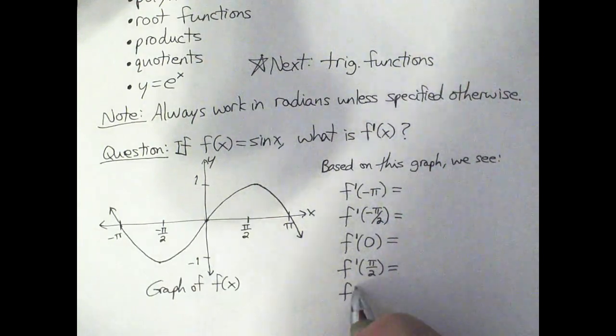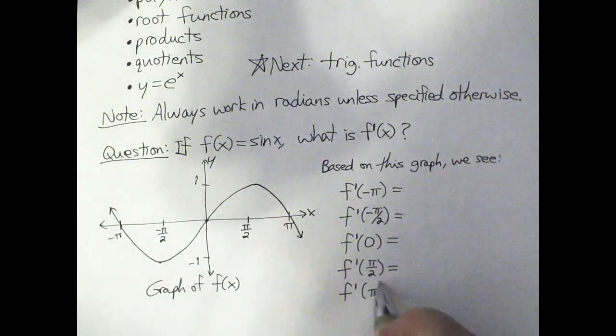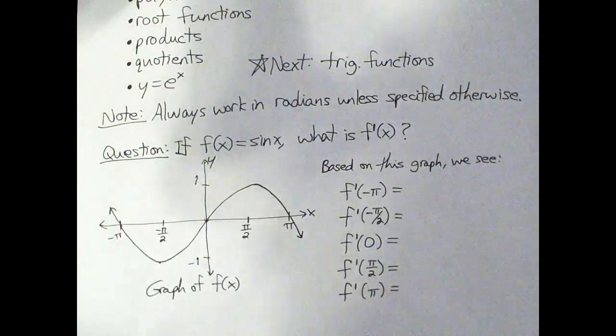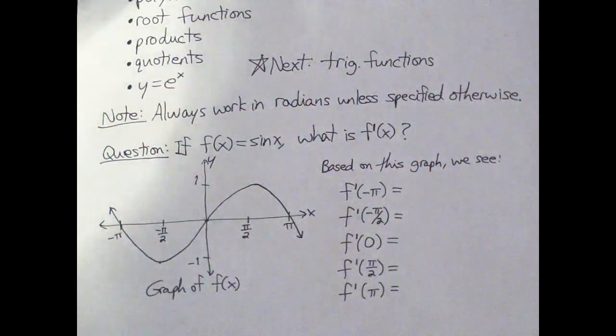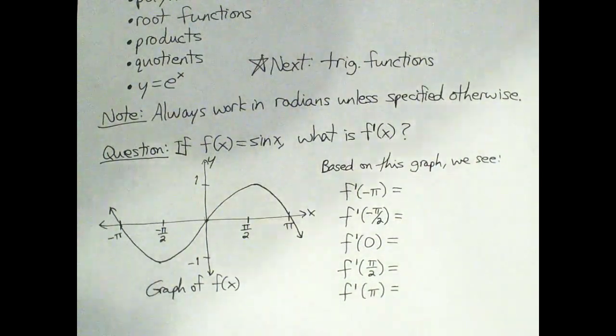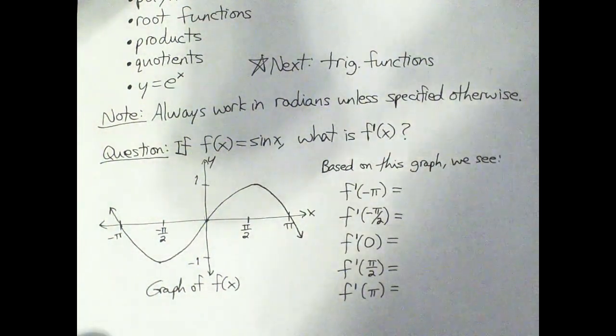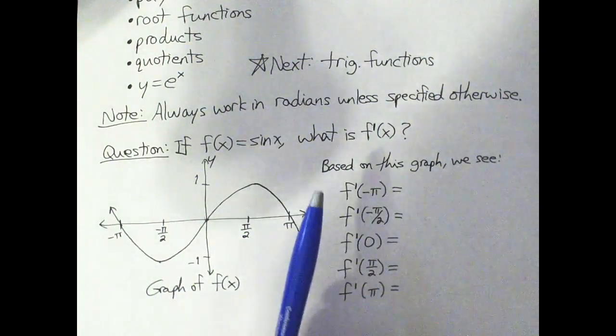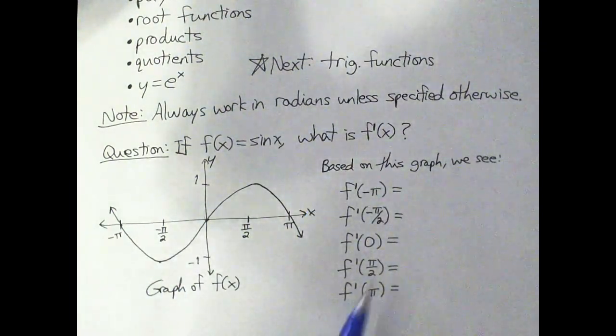Based on the graph of f. Here's what I'll do. I'll get another pen. I'll get my blue pen out. We'll think about the slope of the tangent line. All right, how about f prime of negative pi?